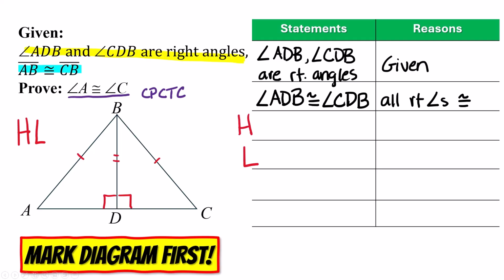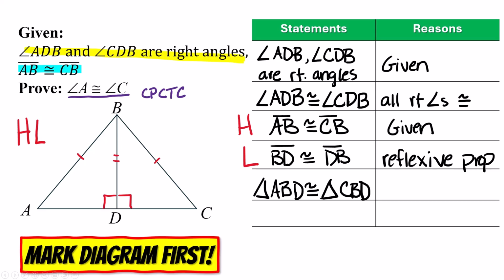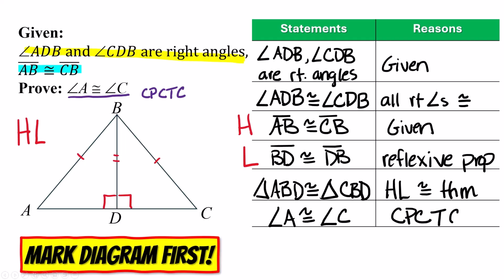My hypotenuse is AB is congruent to CB because that was given information. The hypotenuses are congruent. Now the leg is the one that they share. So we've got BD is congruent to DB. And that is because of reflexive property. And that's enough. If they're right triangles, that's all you need. So triangle ABD is congruent to triangle CBD by the hypotenuse leg congruence theorem. And the parts we were supposed to prove are that angle A is congruent to angle C. And since the two triangles are congruent now, we can just do that with CPCTC.